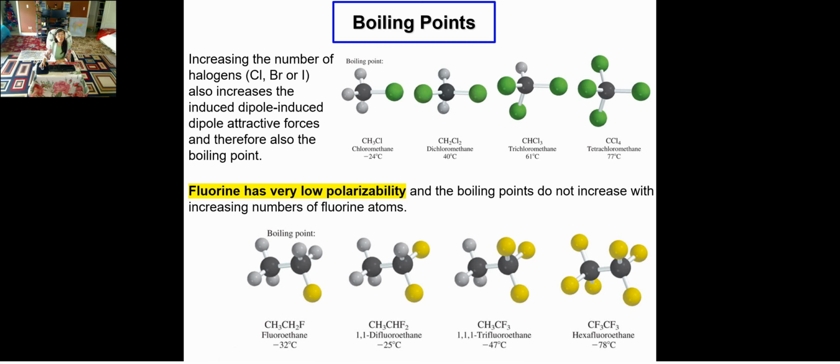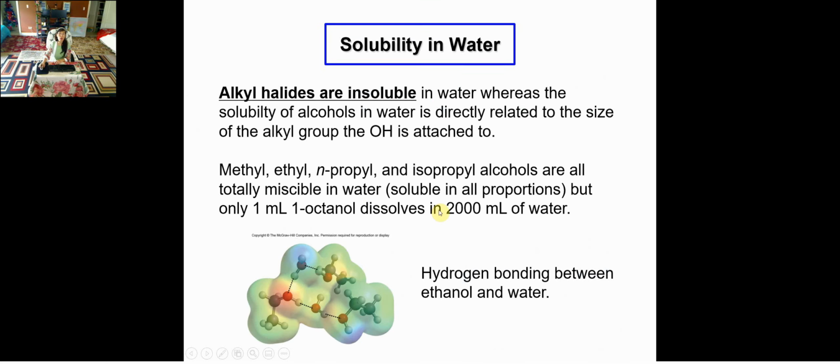Due to its low polarizability, the boiling point of fluorine-substituted alkyl halides will not follow the general rule. The boiling point may not increase with the number of fluorine atoms. On the other hand, we do see an increase and then a decrease as the number of fluorines increases. So just be very cautious. Polarizability is another important point.